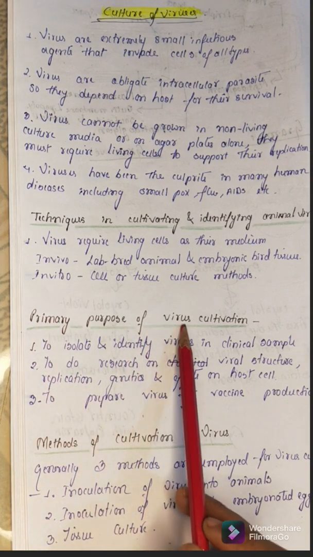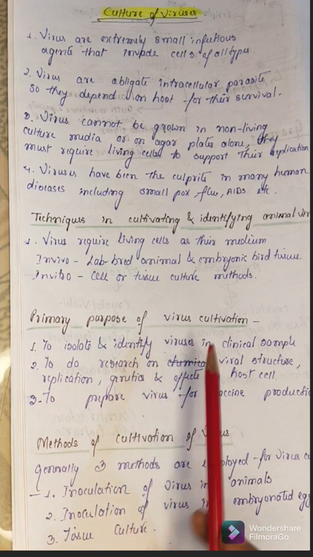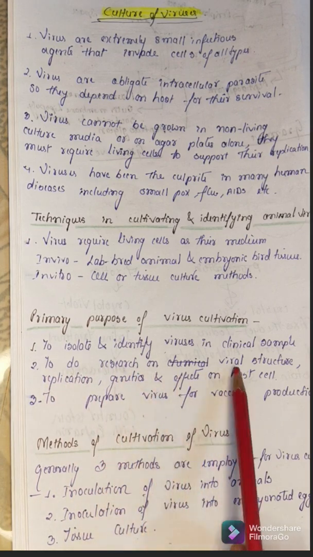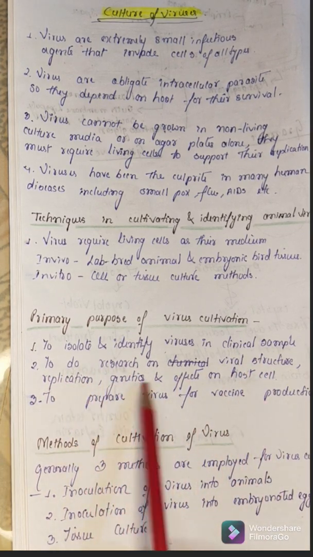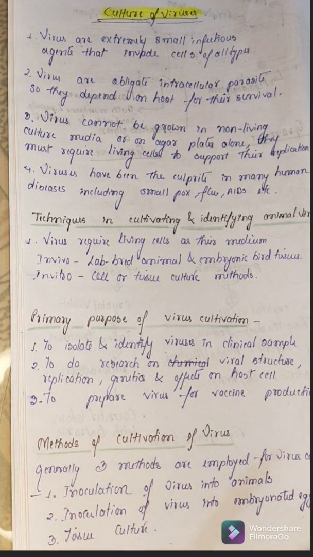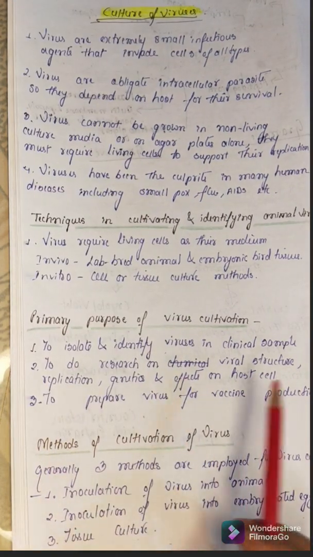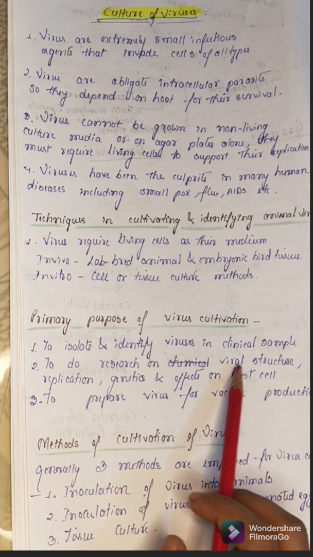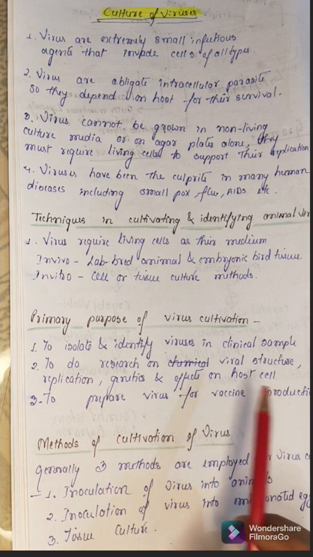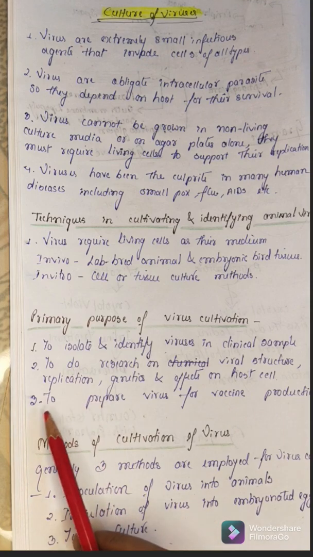The primary purposes of virus cultures are, number 1, to isolate and identify viruses in clinical samples. Number 2, to do research on viral structure, replication, genetics, and effects on host cells. So the second point says that we need virus cultivation so that we can study the structure of their cell wall and their DNA structure and how they affect the host cell. What impact do they create on the host cells?